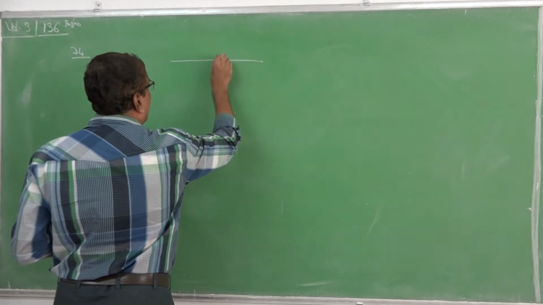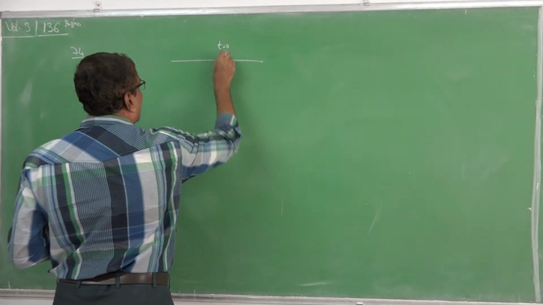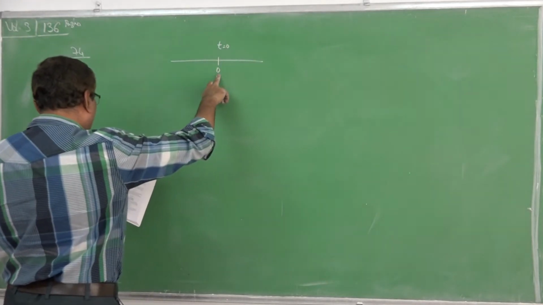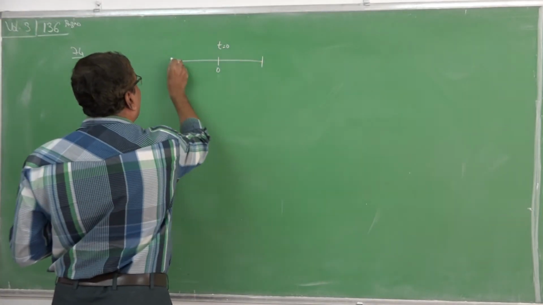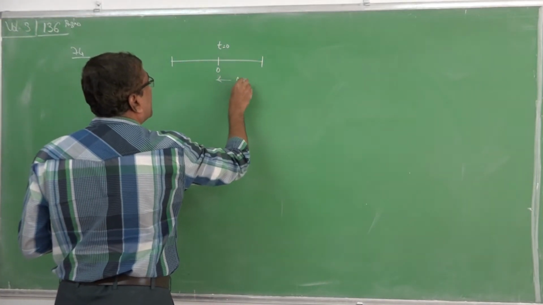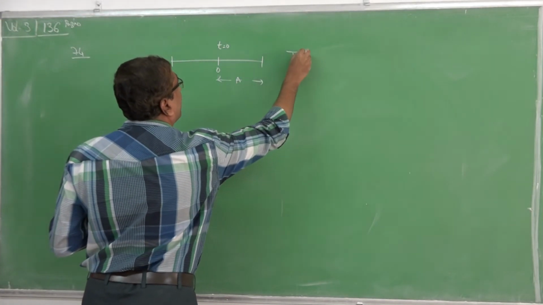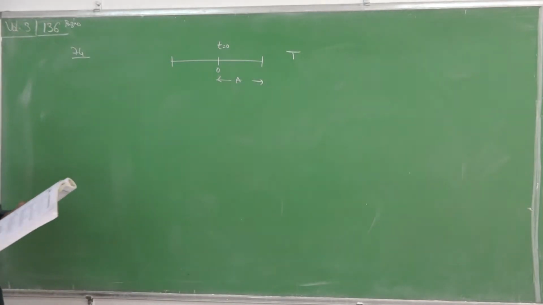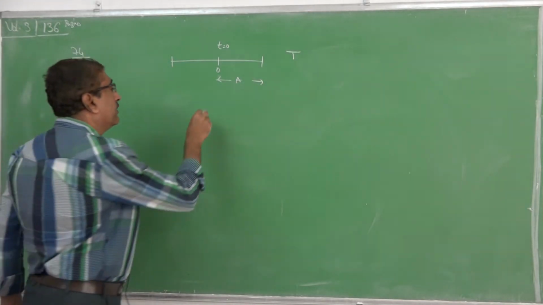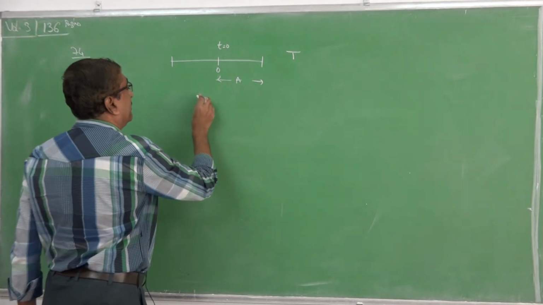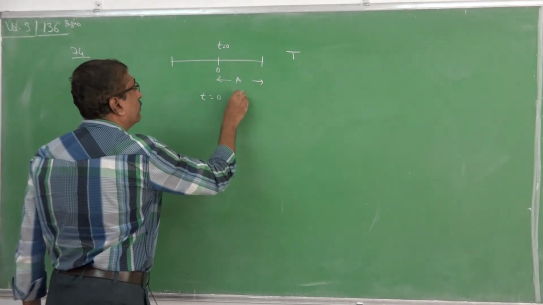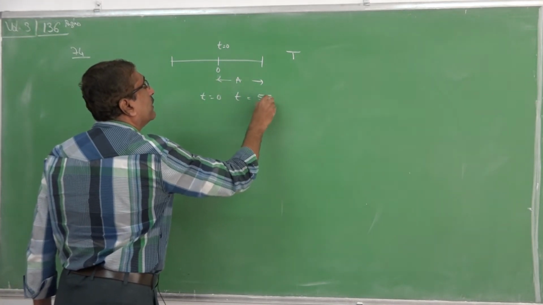Suppose the particle is at the mean position at t equal to 0, the particle is at O. Its amplitude is A, so this distance is given as A. The time period of oscillation is capital T. These are the given values. So we have to calculate the distance covered by the particle from t equal to 0 to t equal to 5T by 4.